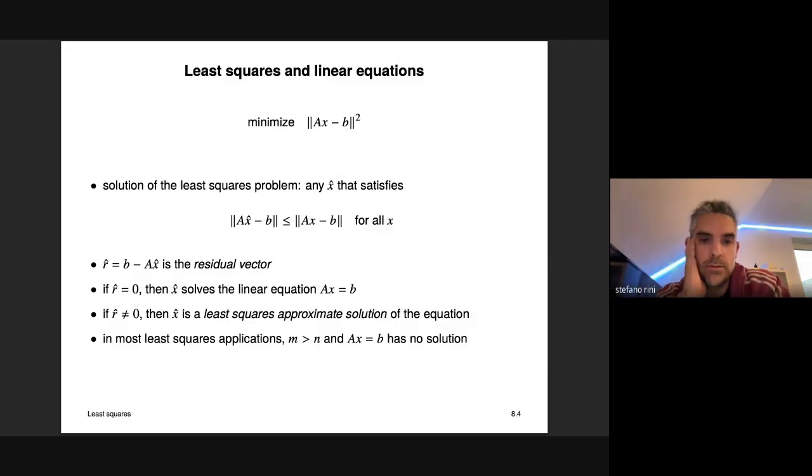In most applications, m is much larger than n, so Ax equal to b has no solution. So you can think about the dataset case, in which you have a certain dimension d of the entries in the dataset, and then you have n, which is the number of elements in the dataset. Of course, in most machine learning problems, the dataset size is very large. It's much larger than dimension d.